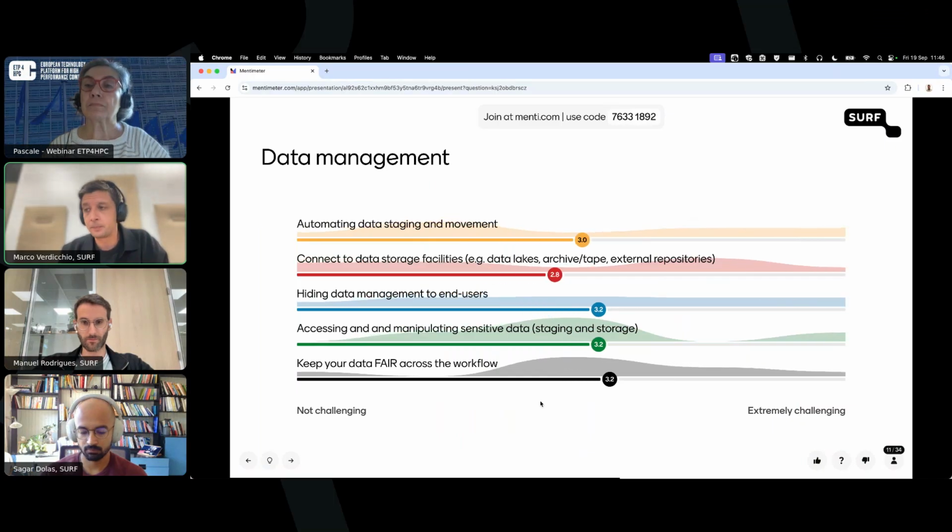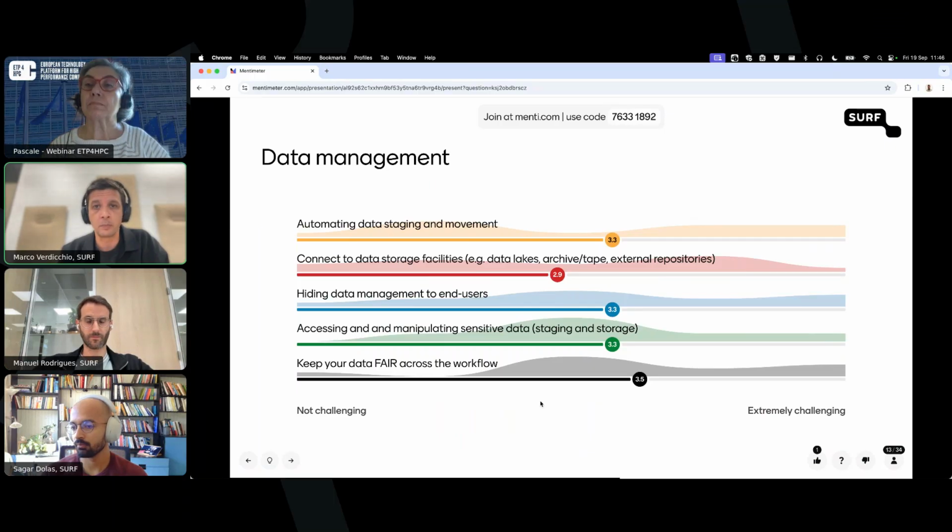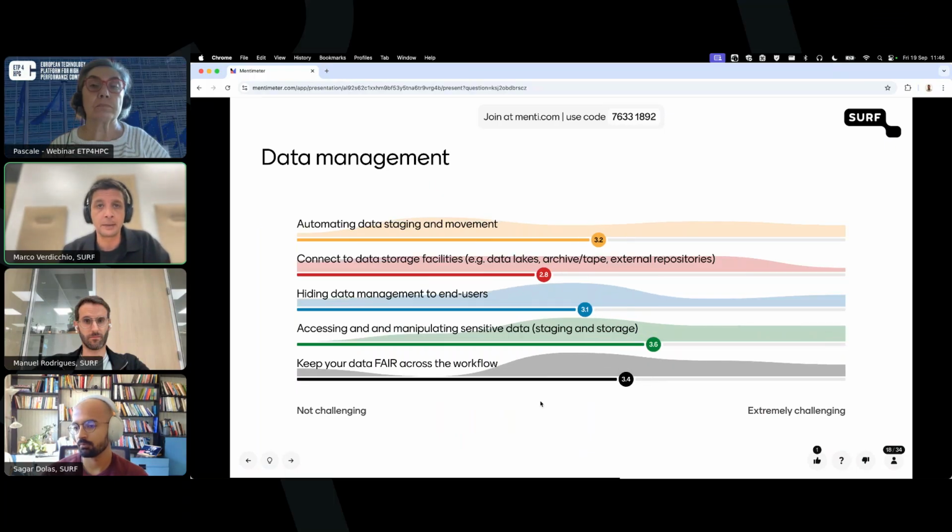Another aspect that not everyone is actually working with, but we saw becoming more and more important, is how to hide data management from end users. So hiding all the steps of staging and storing data, moving data across systems, making it more invisible to the user and more automated. Access and working with sensitive data.